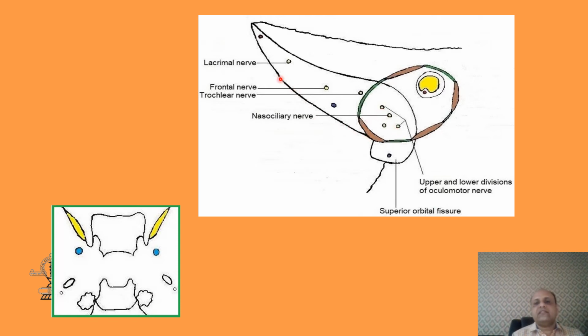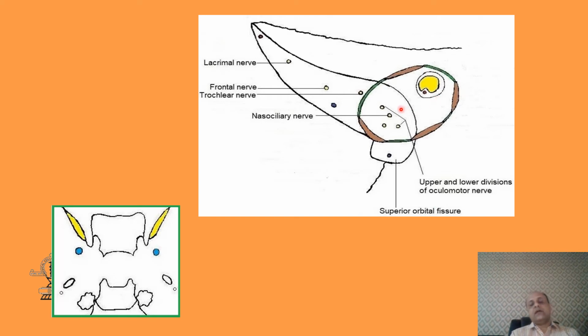This, students, is the superior orbital fissure. Okay, so this is the lateral aspect, central aspect, and the medial aspect of the superior orbital fissure. And this is the common tendinous ring for the recti muscles. Okay, and this is the optic canal.